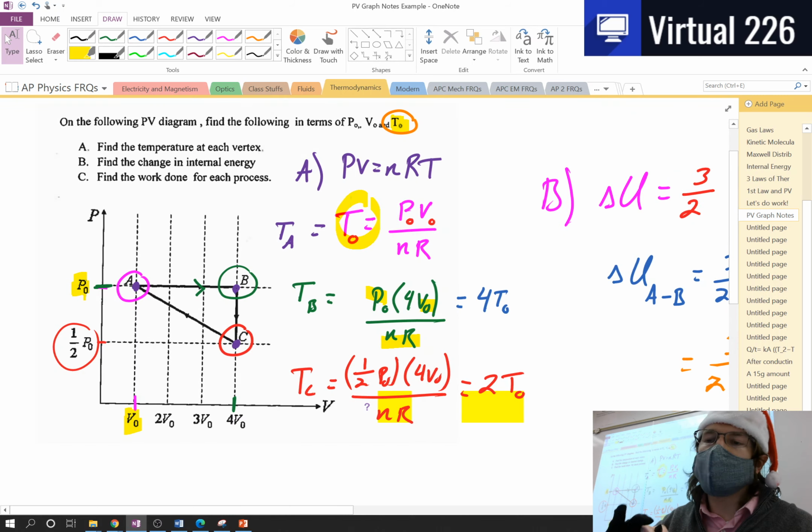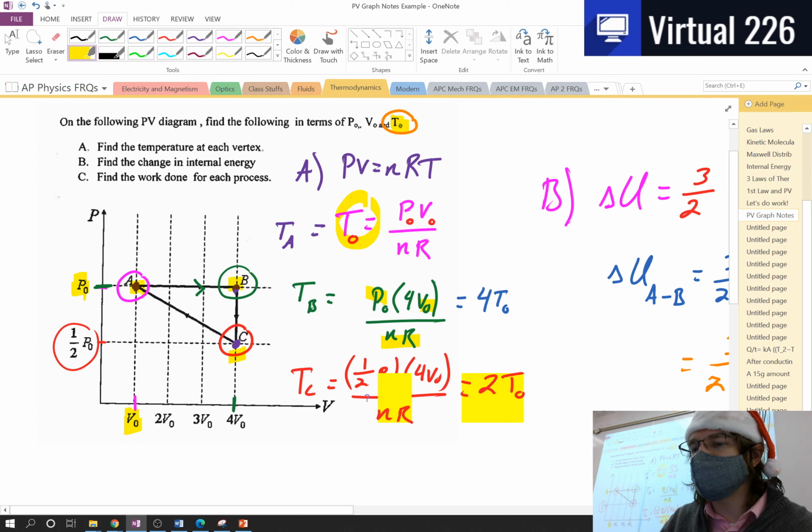For part C, we are actually looking at the work, and we're going to do this for each process. We're going to find the work going from A to B, B to C, and then C back to A. And since these are all nice straight lines, we'll be able to do this with basic geometry. We'll also just say, what is the total work done here?